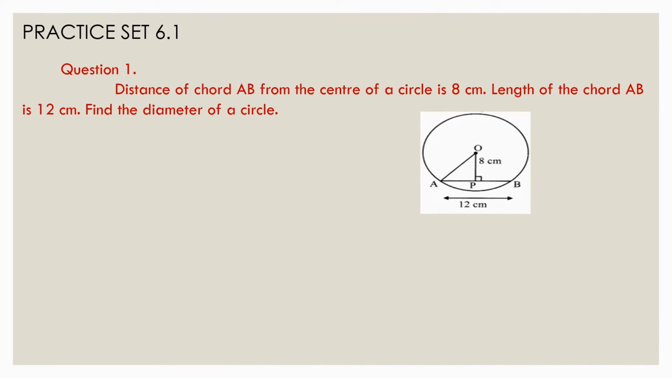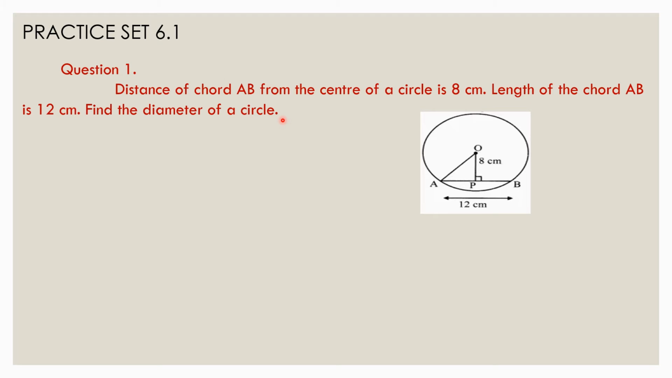Children, let's start your practice set 6.1. Question number 1. Distance of chord AB from the center of a circle is 8 cm. Length of the chord AB is 12 cm. Find the diameter of the circle.